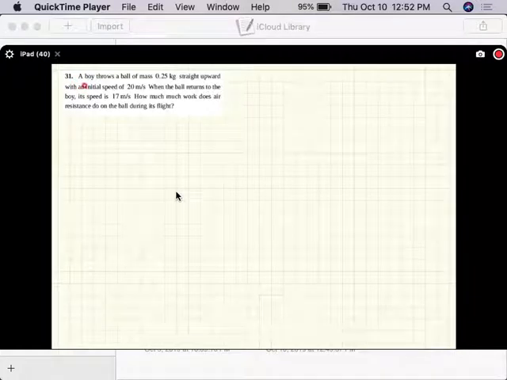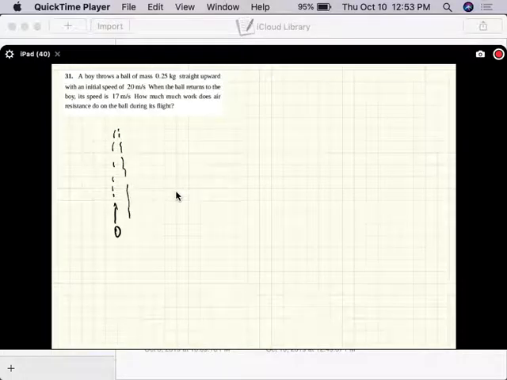Okay, this problem says a boy throws a ball of mass 0.25 kg straight upward with an initial speed of 20 meters per second. When the ball returns to the boy, its speed is 17 meters per second. How much work does air resistance do on the ball during its flight? Okay, so here's the ball, he throws it straight up, and then it comes back.